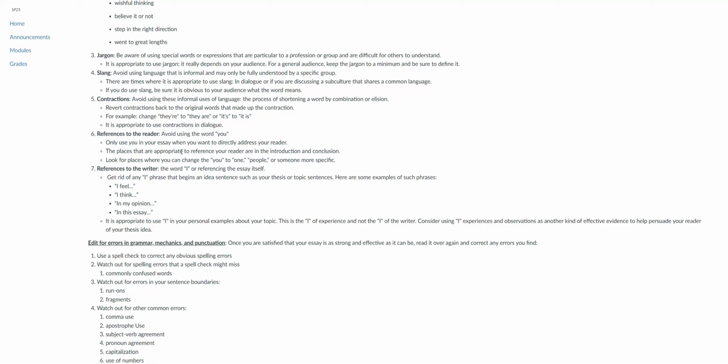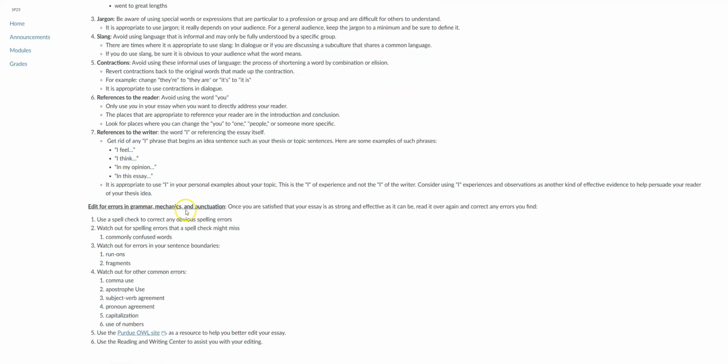And so anytime that you find the word you in your support paragraphs, again, think about who you're actually talking about. You're not really talking about the reader. It's probably someone in general or someone more specific. So if you can't find someone more specific, consider revising that you to one or people, depending on the sentence. And then the word I.